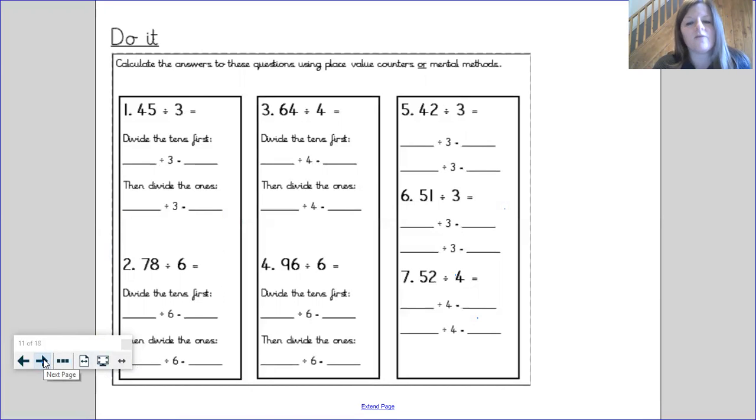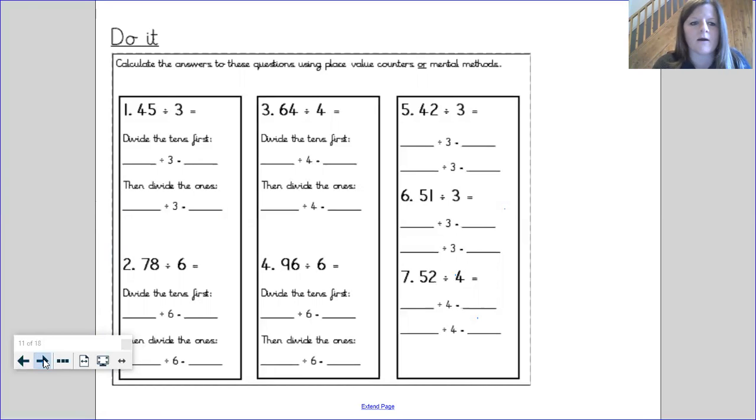I have saved the answers on this, so it might be that you want to check your answers first for the do it, to check that you've got them correct, because then if you haven't, it means that you can go back and complete any errors, and if you have got them correct, then you can move on to the twist it and solve it. A bit like we do in class, so you're self-marking. So I have saved the answers on the end of these slides that you can then check for yourself.